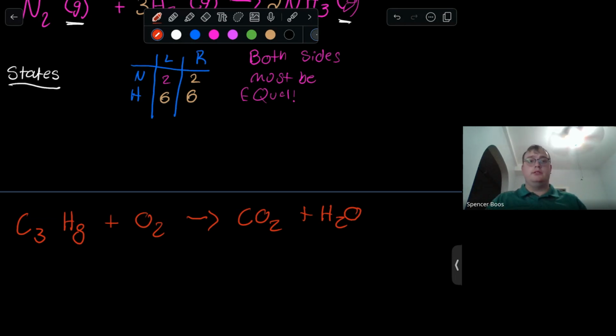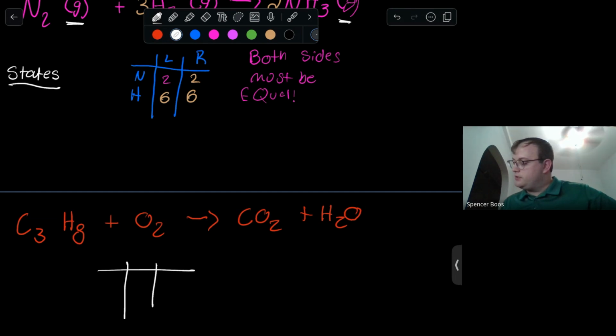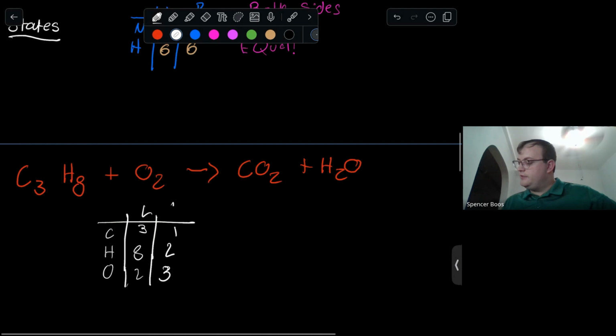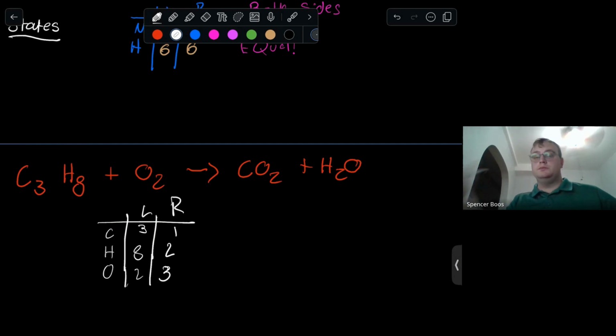So here, the first thing, of course, we do is make our chart. Okay, we make a nice little handy dandy chart. Right, okay, looks like we've got carbon, hydrogen, and oxygen. 3 and 1, 8 and 2, 2 and 3. Left, right. All right, looks like I need to put a 3 here because I need 3 carbons on this side.